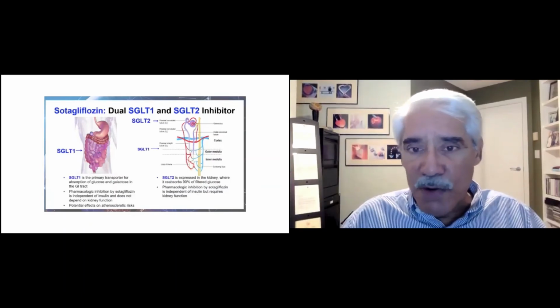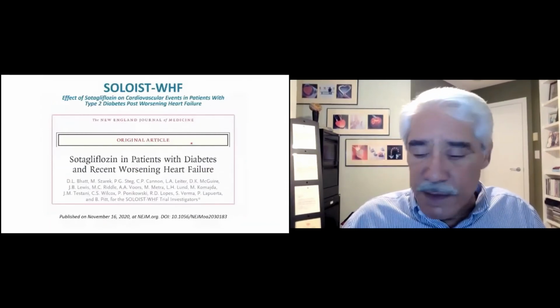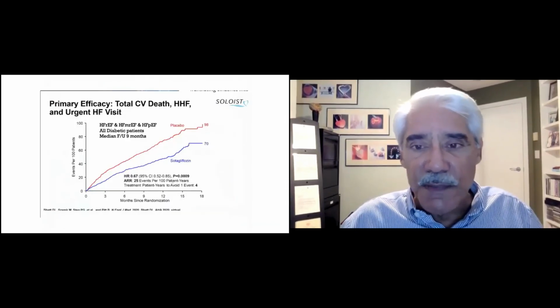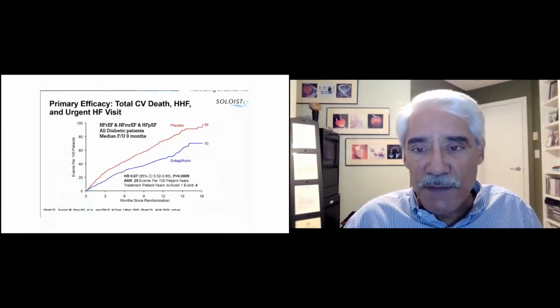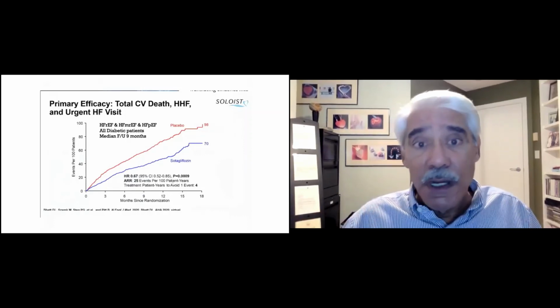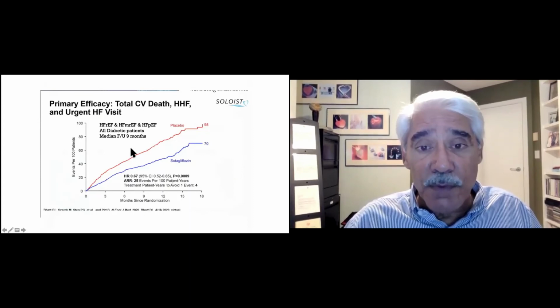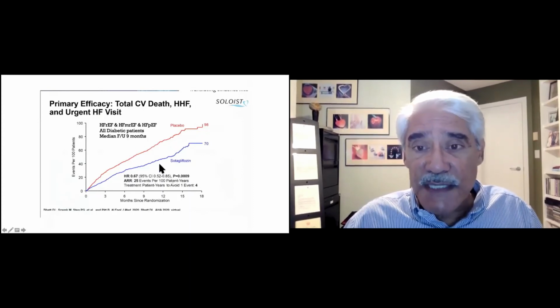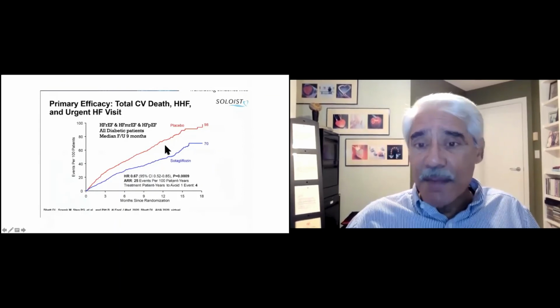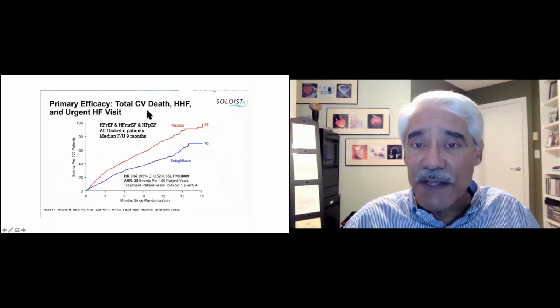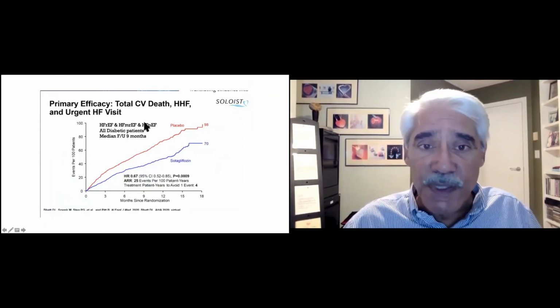But what about heart failure? Well, the SOLOIST trial was the one which used sotagliflozin, which is a dual SGLT blocker. And within a median follow-up of 9 months, there was a statistically significant improvement in these diabetic patients with regards to cardiovascular death and heart failure hospitalization.